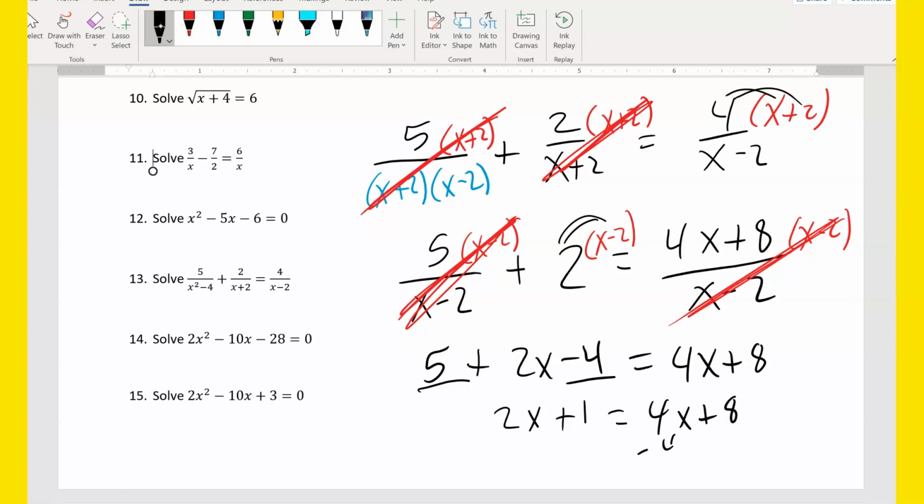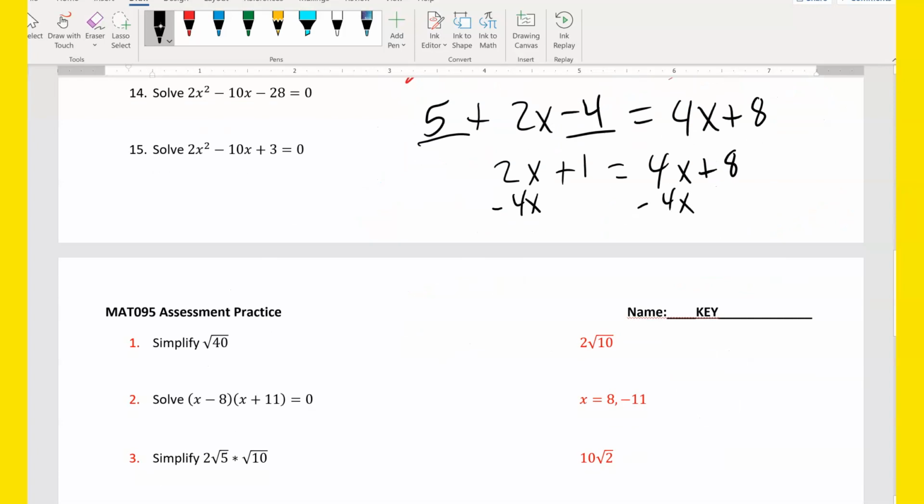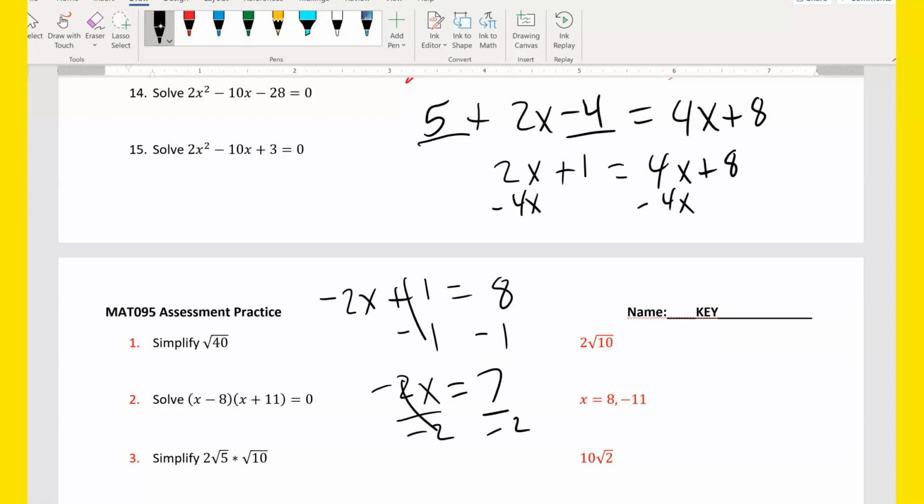And I think I'll move my 4x over. I'm kind of out of room here, but let's see. Maybe I can finish it here. That gives me negative 2x plus 1 equals 8. And now I'll subtract 1 from both sides. That gives me negative 2x equals 8 minus 1 is 7. Divide by negative 2, and x equals negative 7 halves. I believe that's the answer.